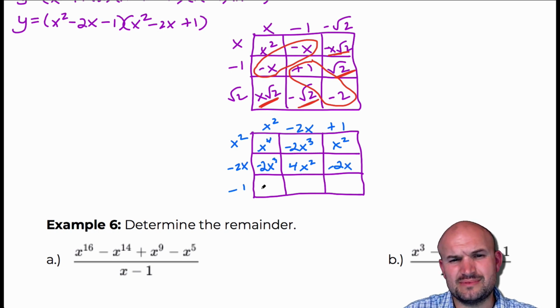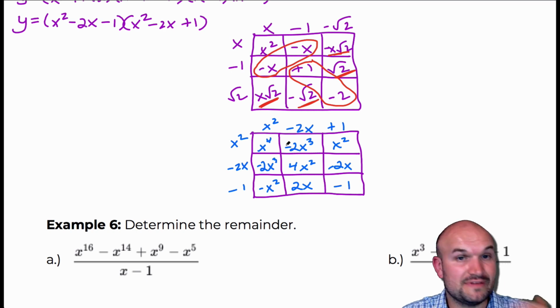Let's see, x squared times negative x is a negative x squared. Negative 1 times negative 2x is a positive 2x. And negative 1 times positive 1 is going to be a negative 1. Now, again, as long as you have these written in your order, you can see here that on the diagonal, we have like terms that combine.